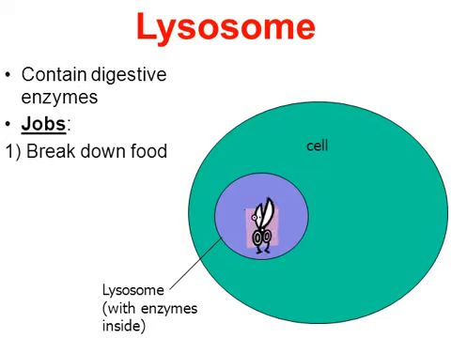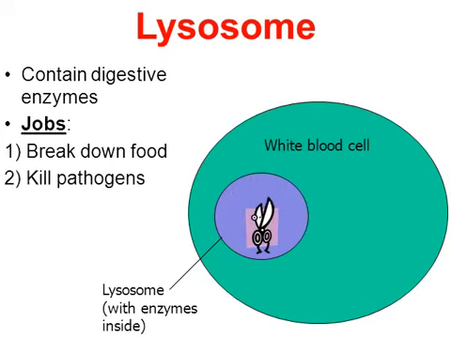And so lysosomes have various jobs. Number one is to break down food. So here we have a protein molecule that's being taken into the cell, and the protein is being broken down into smaller parts. I hope you know those smaller parts are called amino acids.